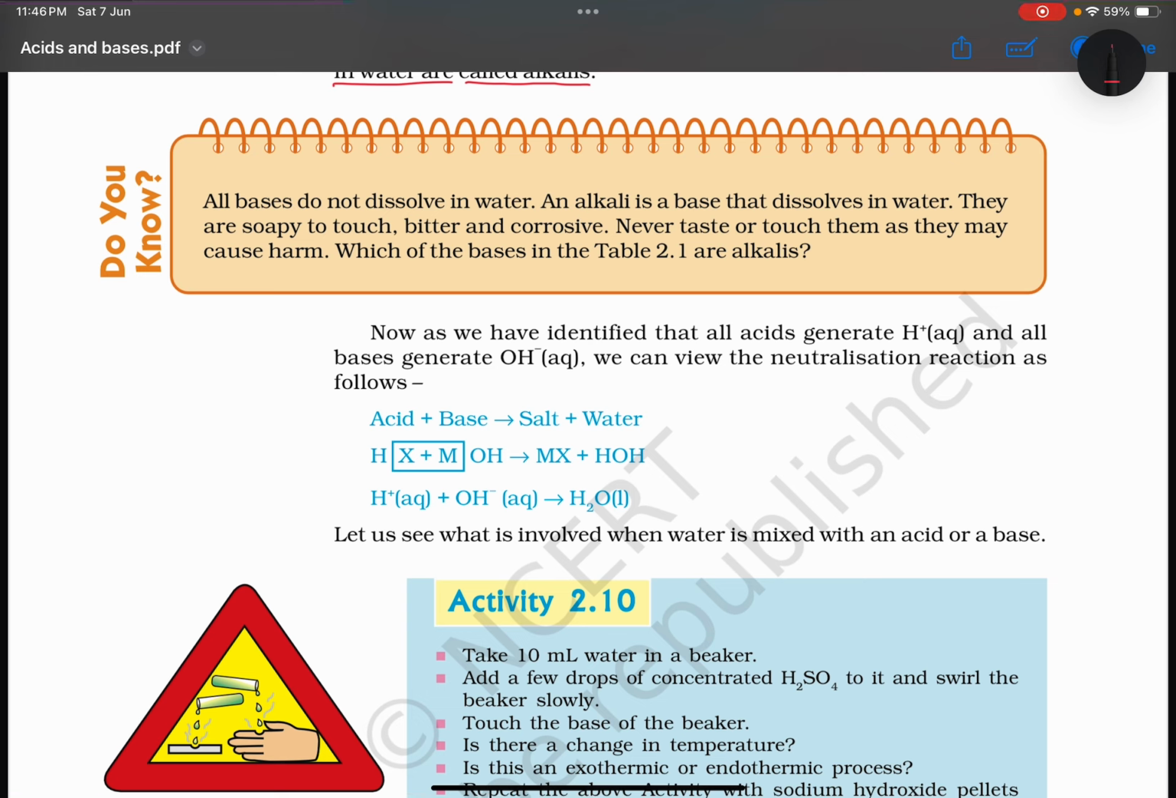Just now we were discussing that line. They are soapy to touch, bitter and corrosive. Never taste or touch them as they may cause harm. Acids and bases, you should not taste. Okay. Which of the bases in table 2.1 are alkalis? 2.1 gone long back. I think KOH, NaOH, calcium hydroxide, magnesium hydroxide, and ammonium hydroxide. All are soluble in water, so all you can call alkalis.